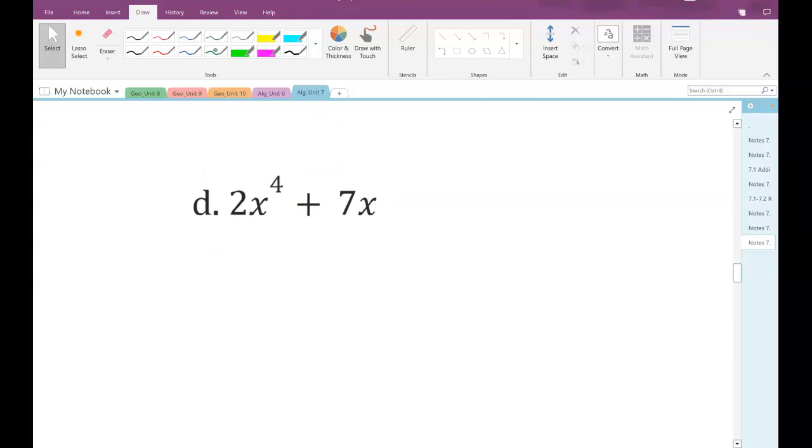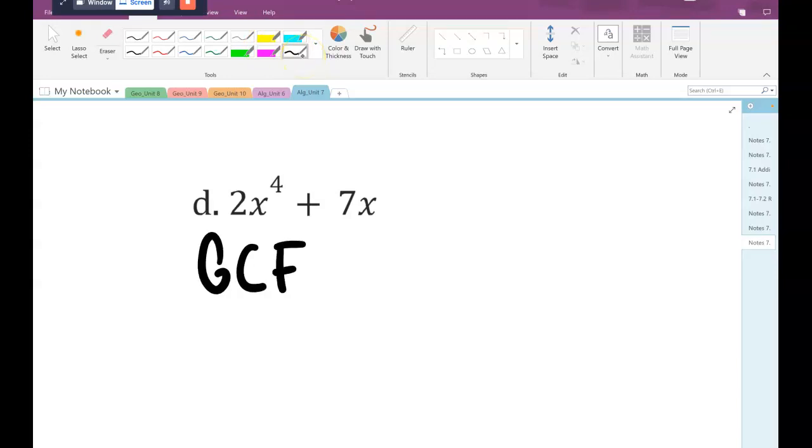All right. Our greatest common factor. 2x to the fourth and 7x.